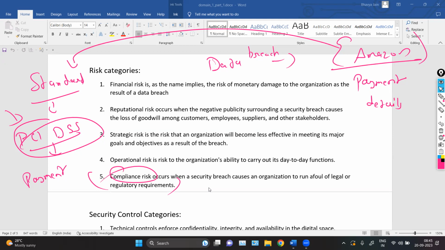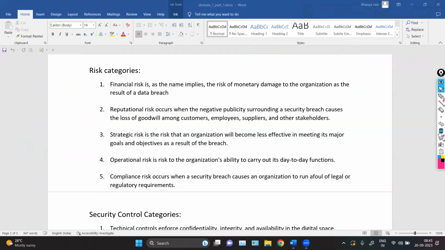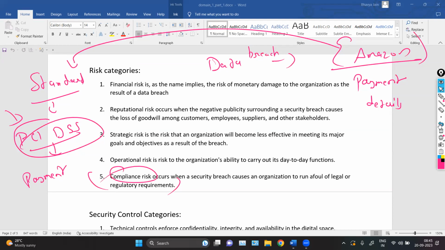Now, when we are ensuring PCI DSS, then we can say there's no compliance risk. But when there's a violation against PCI DSS, which is the data breach, then we can say there's a compliance risk. Compliance risk means that if there's a violation against PCI DSS in your company, no matter how, it can be any attack, any human error, any natural disaster, it can be anything.